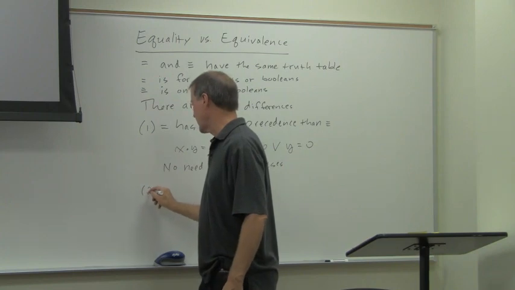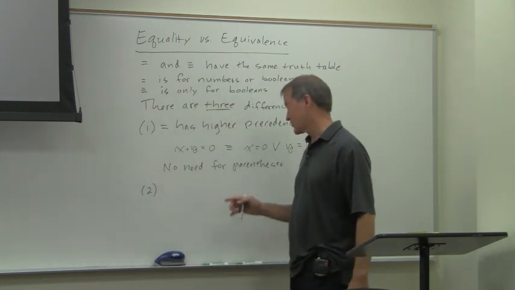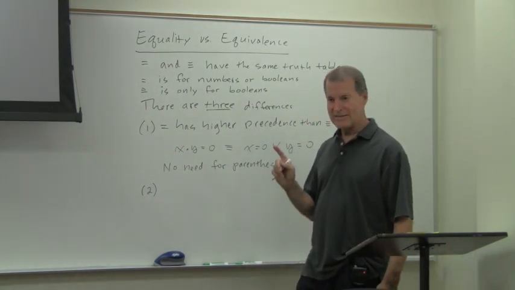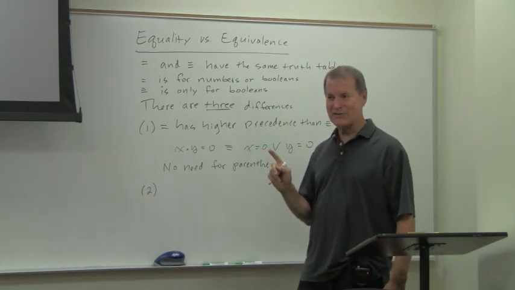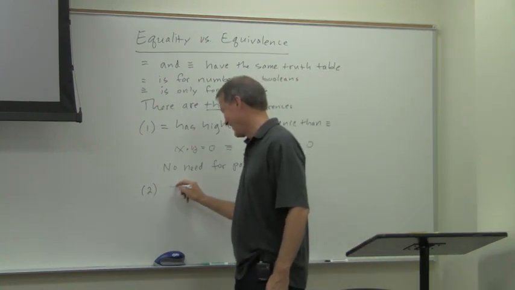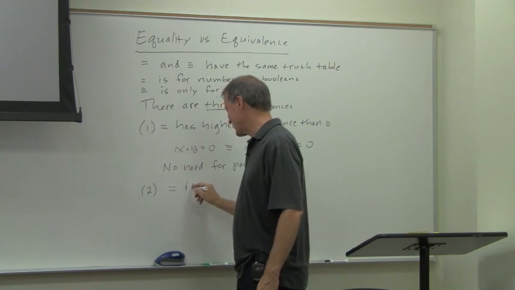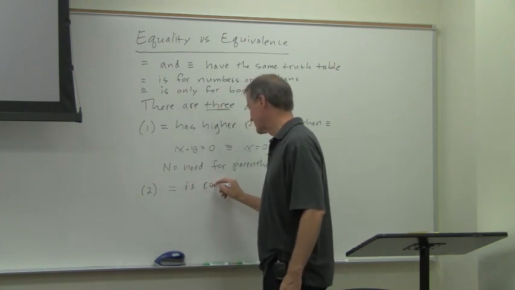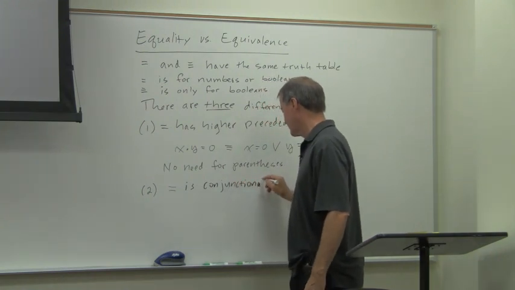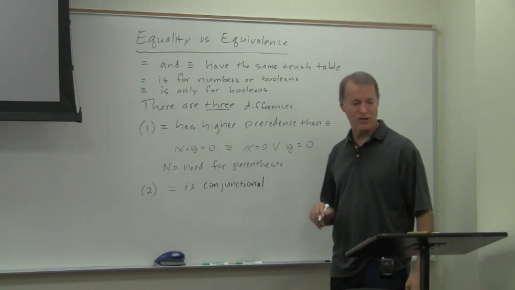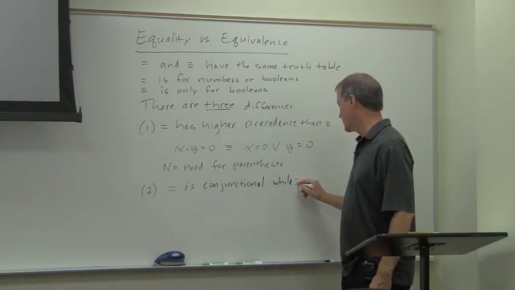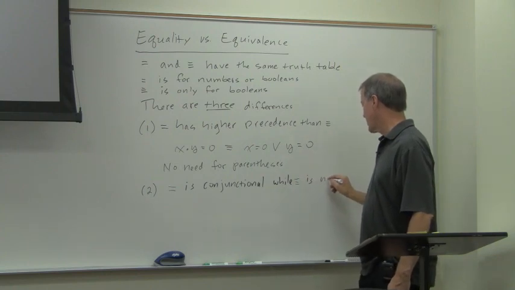Now comes the one that does crop up all the time. But this one also crops up all the time. I'm going to ask you this over and over again in the future. So, another one of those. Equals is conjunctional, while equivalence is not.